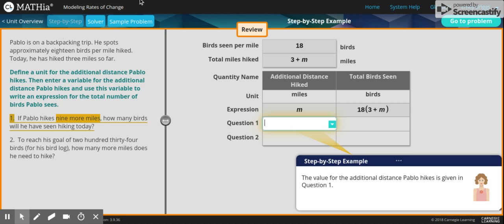I've already entered in some information in the step-by-step example, but I always like to read right here where my arrow is, and it says Pablo is on a backpacking trip. He spots approximately 18 birds per mile hiked. So over here, birds seen per mile, it's 18 because it tells you right in its little story.